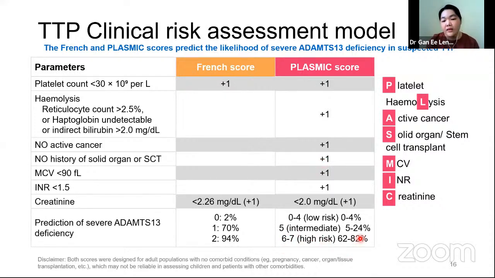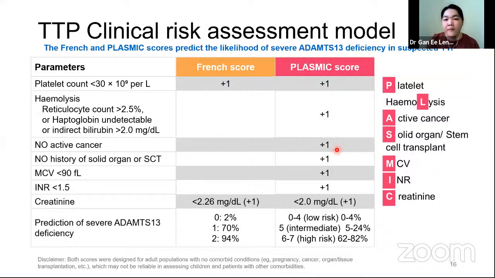A score of 6 to 7 indicates high risk, about 62 to 82% probability of TTP. The French score is a bit more simple. They only take into account the platelet count as well as the creatinine, with the background of confirmed MAHA and thrombocytopenia cases. Bear in mind that this scoring is designed for the adult population with no comorbidities, meaning that you cannot use it in a pregnant lady, cancer patient, or known stem cell transplant patient, and we cannot use it in pediatric patients as well.